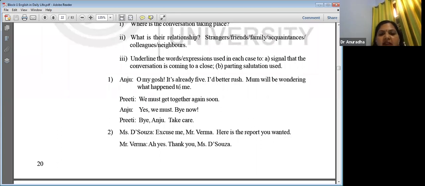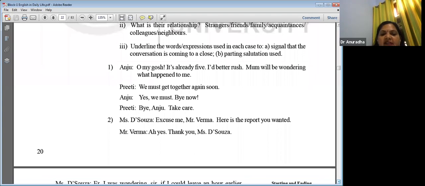Okay, next is underline the words or expressions used in each case to signal that the conversation is coming to a close. So what is the closing comment? Bye, take care. Whenever you say goodbye to someone, always say take care. It is a kind of expression which helps others ease themselves and feel comfortable.